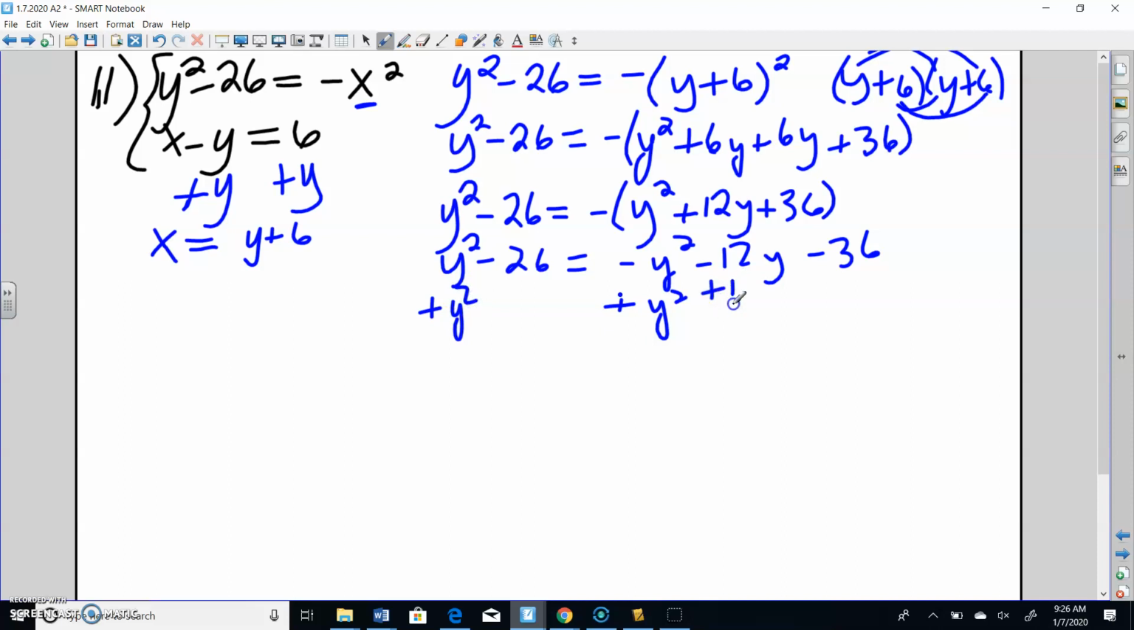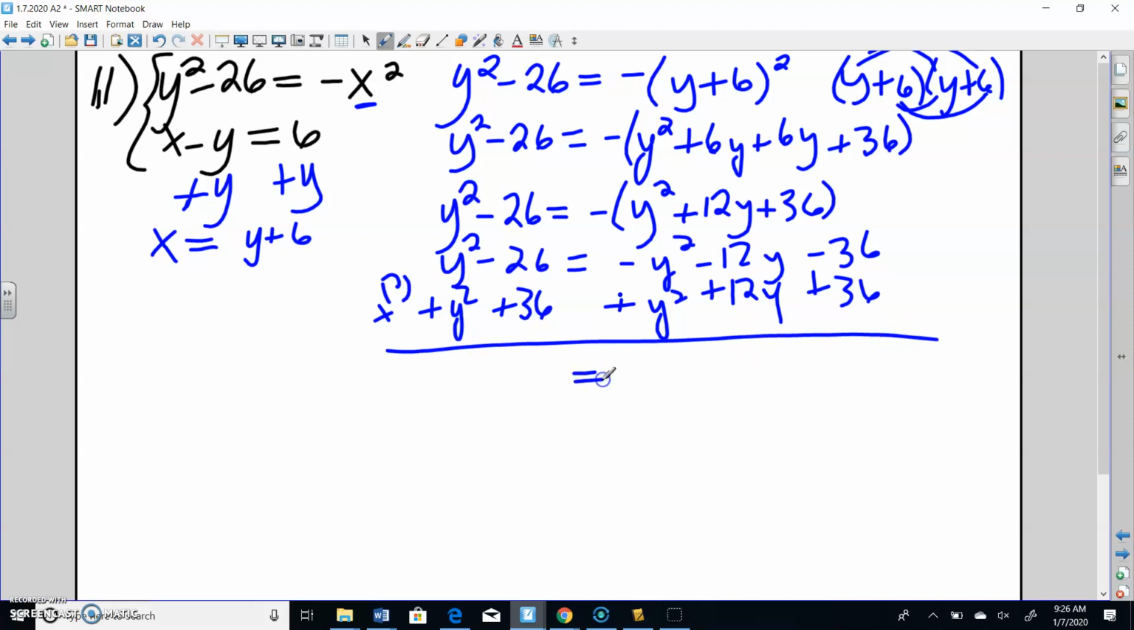I'm going to add 12y. There's nothing to add 12y to there. And I'm going to add 36. So on the right, I get a big 0. All those are gone. On the left, I have 2y squared, because I have y squared plus y squared. And then I added that 12y right there.